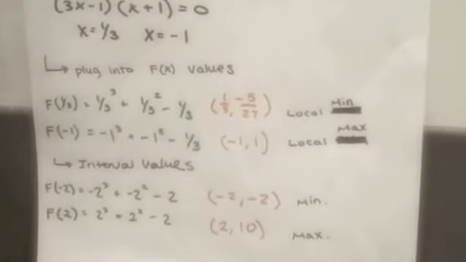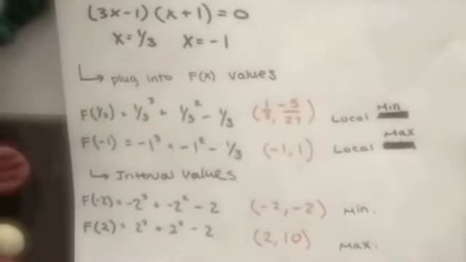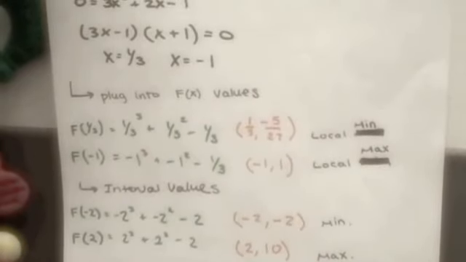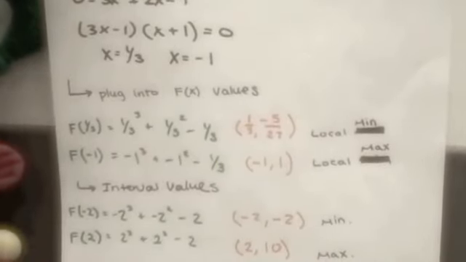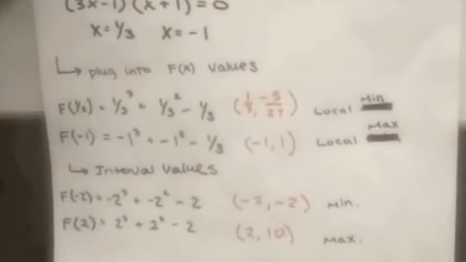So from negative 2 to negative 1, it's positive when plugged into f of x, and from negative 1 to 1/3, the values are negative, and from 1/3 to 2, the values are also positive. So this means that the equation is increasing from negative 2 to negative 1, union 1/3 to 2, and it's decreasing from negative 1 to 1/3.